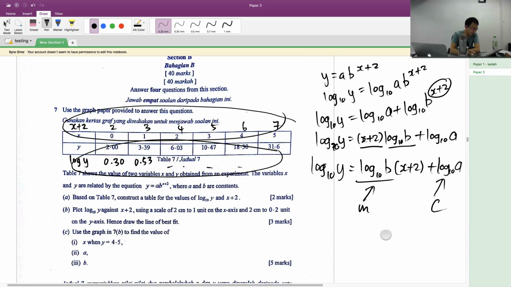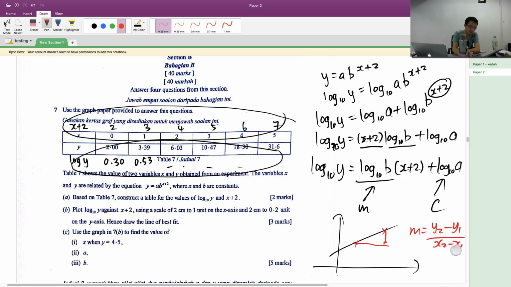Later, after you sketch out the graph, I guess you will get something that looks like this. Then, in order to find the gradient, you just take 2 points. Make sure the 2 points touch the line, and then you use the gradient formula, y2 minus y1 over x2 minus x1. Of course, your gradient is not m here, your gradient is log 10 b. So no matter what value you get here, let's say after I solve it I get 2.